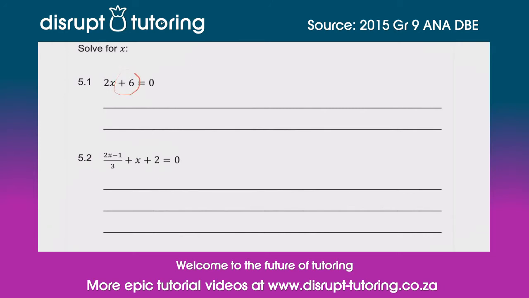rid of this plus 6. Because it's a plus 6 on the side, we need to subtract 6 from the left-hand side. But because there is an equal sign, to keep everything balanced, we need to subtract 6 from the right-hand side as well. So in our first step, the answer would be, that little arrow just indicates therefore, 2x equals 0 minus 6, which would give us minus 6.